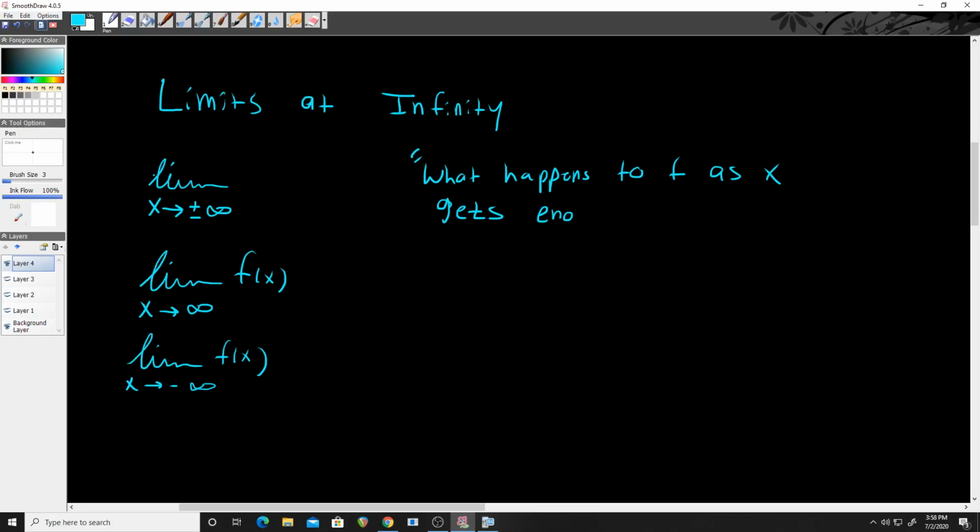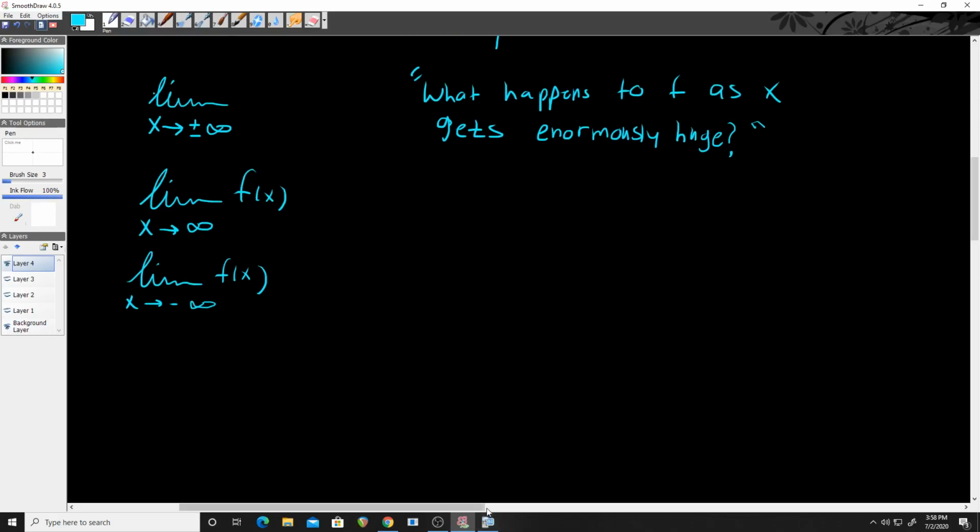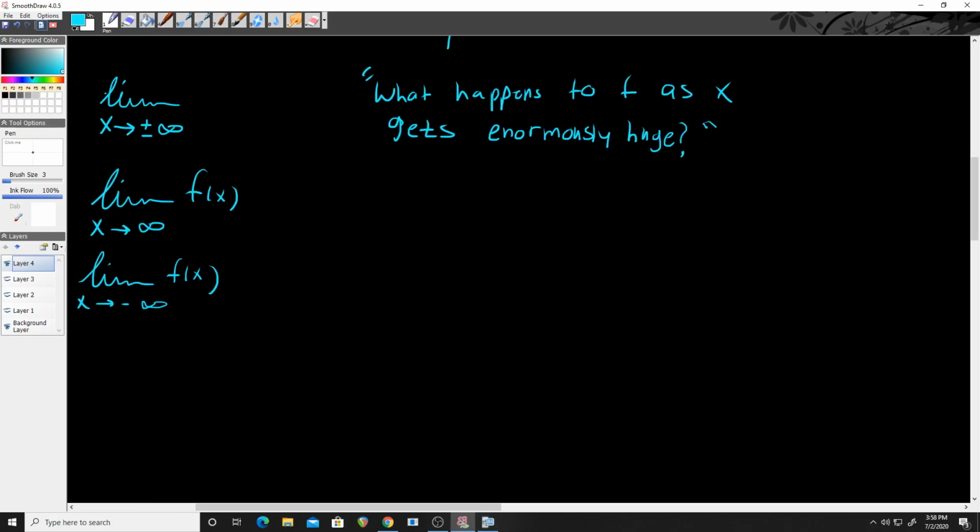And let's see, can I spell this without messing it up? Enormously huge. There we go. That's what this is all about, limits at infinity. Let's look at a couple of graphical situations that could happen here. Let's look at all the possibilities.